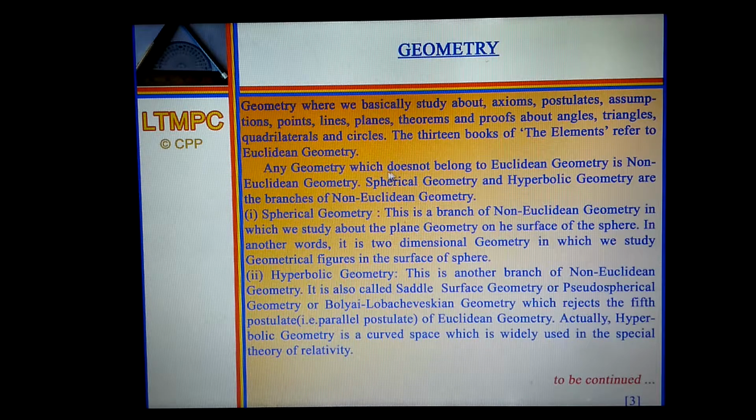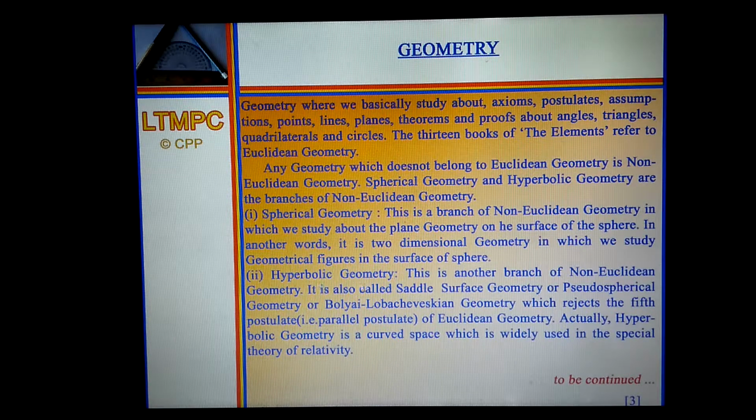Any geometry which doesn't belong to Euclidean geometry is non-Euclidean geometry. Spherical geometry and hyperbolic geometry are the branches of non-Euclidean geometry. 1. Spherical geometry. This is a branch of non-Euclidean geometry in which we study plane geometry on the surface of the sphere. In other words, it is two-dimensional geometry in which we study geometrical figures on the surface of a sphere.